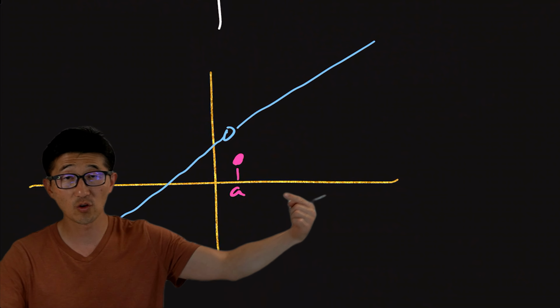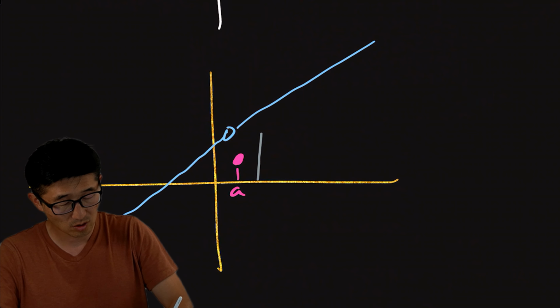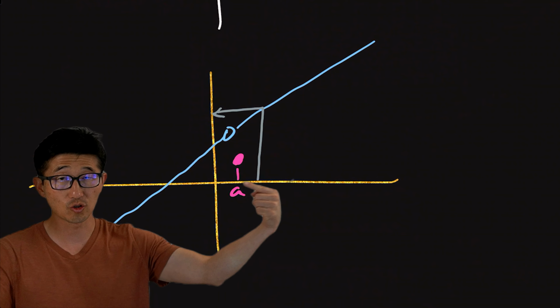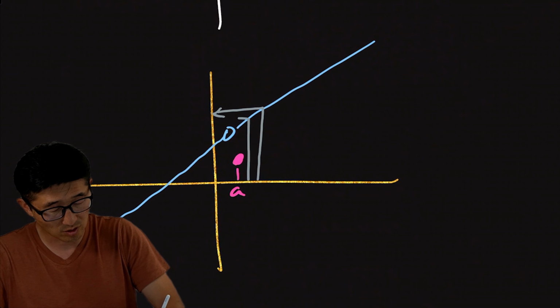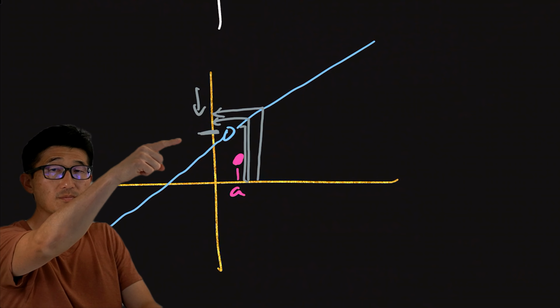Notice if you approach a from this side, your y values are going to be right here, right? And then as you get closer and closer, what's going to happen to your y values? It's going to go down to what number though? Somewhere right about here, right?